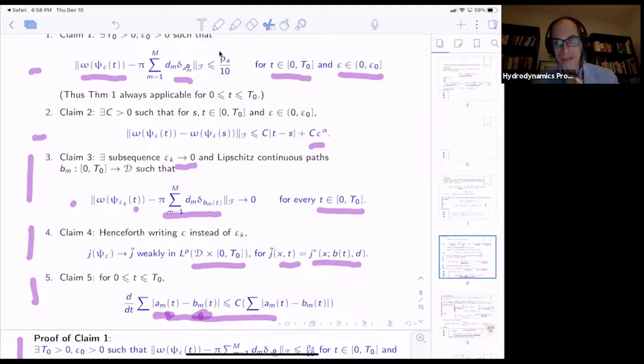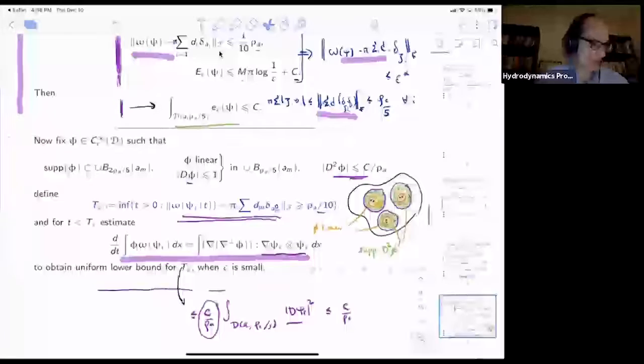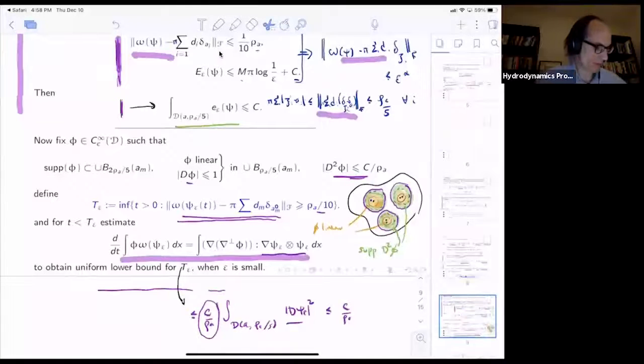But the overall plan is, by using this localization and these results relating energy and vorticity, to increasingly improve our knowledge about how the energy is distributed, and then use that in conjunction with the vorticity equation to control quantities like this one.